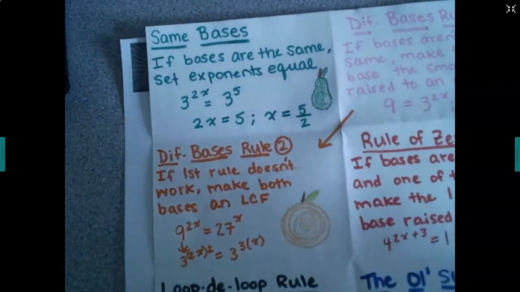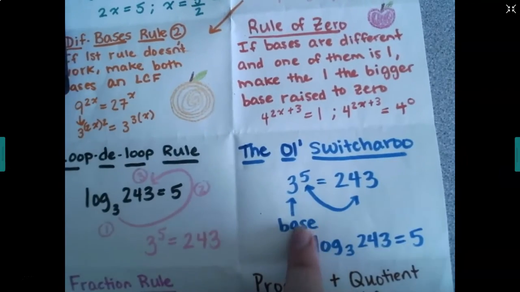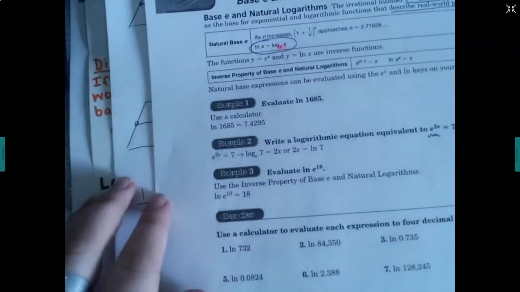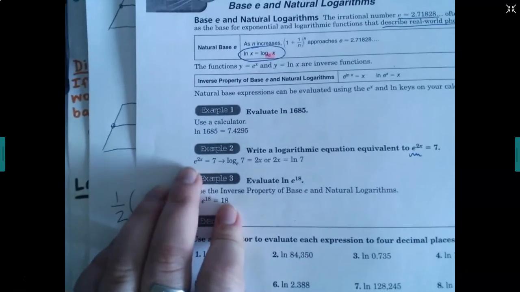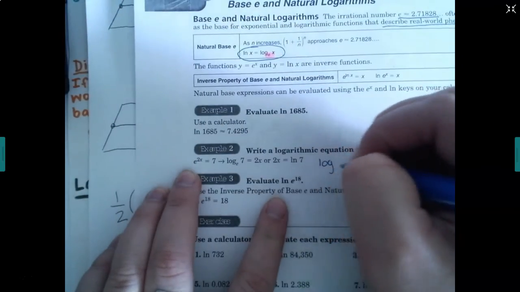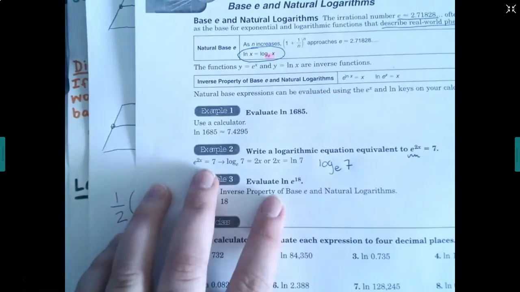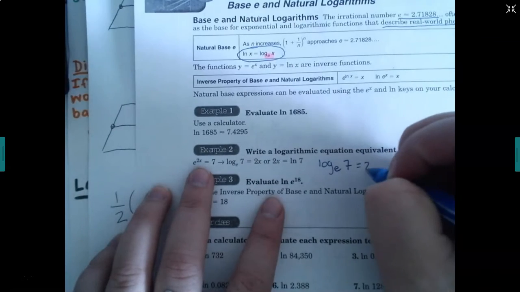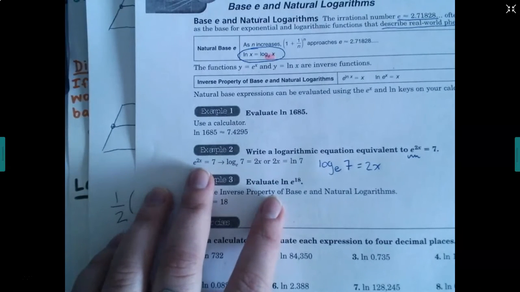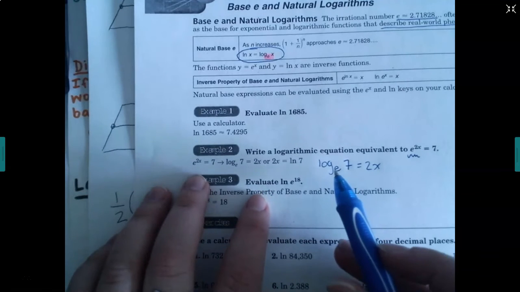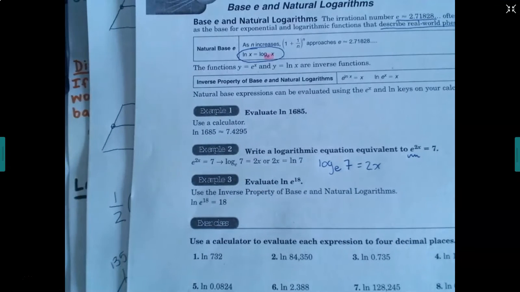On our foldable, that log rule, I can flip to it here, is going to be our old switcheroo. So our base stays the same and our two numbers switch. So in this case, our base is going to stay the same and become the log of e, and our two numbers switch. So 7 is going to come over to this side, and the 2x is going to go over to the other side. So we've used that before, just not with the base of e.